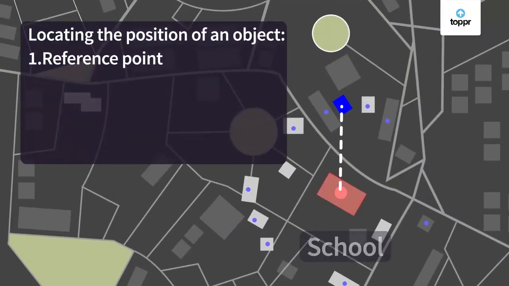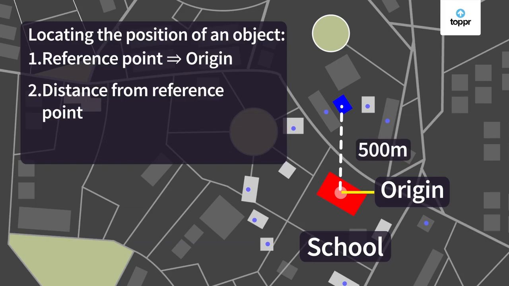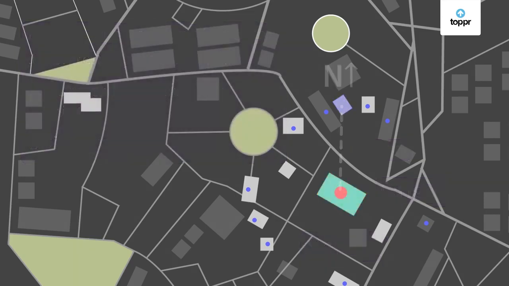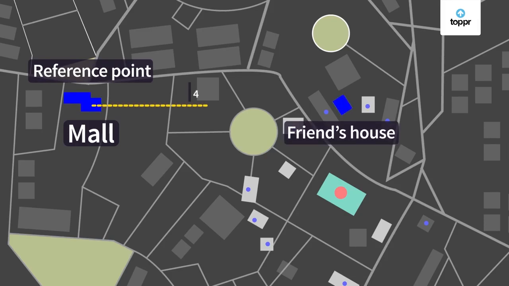First is the reference point, which is the starting point from which you measure the distance. And in science, we also call the reference point the origin. Second is the distance, that is how far an object is from the reference point. And third is the direction in which the object is from the reference point. If we change the reference point for defining the same position, the distance and direction also change. Let's say now we take this mall as a reference point. Then your friend's house will be at a distance of 4 kilometers along the east direction.